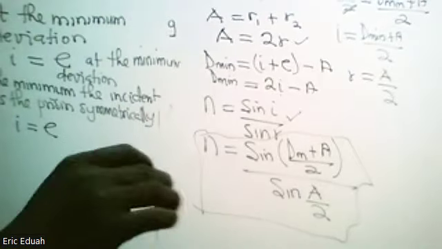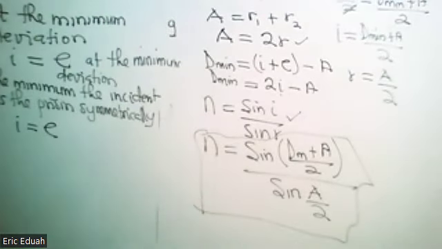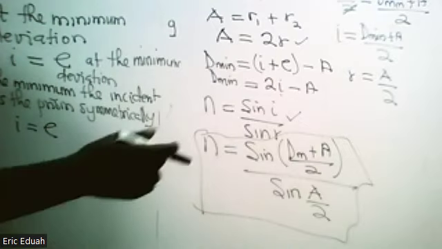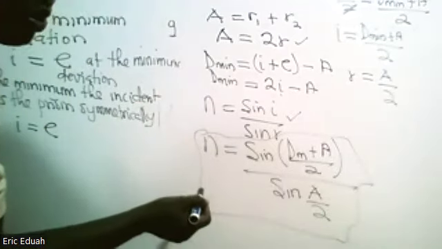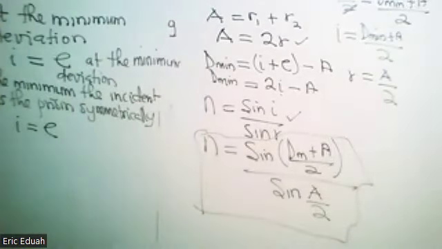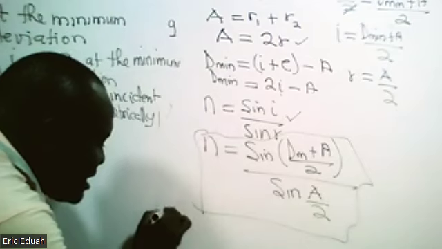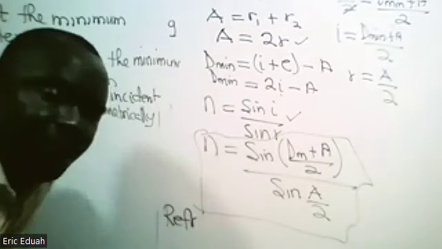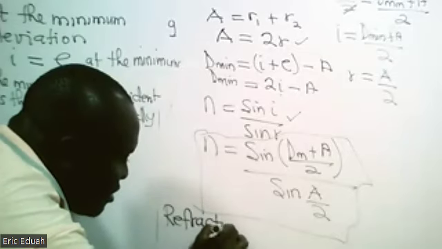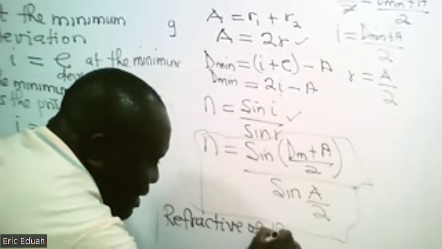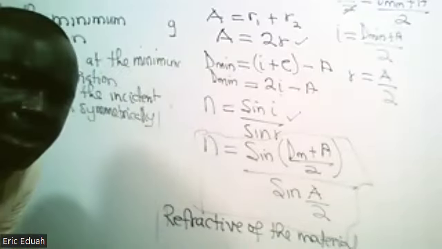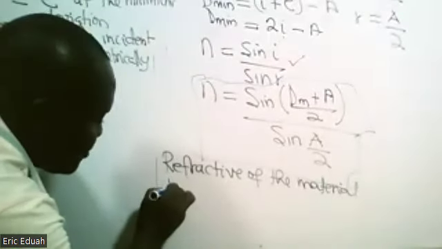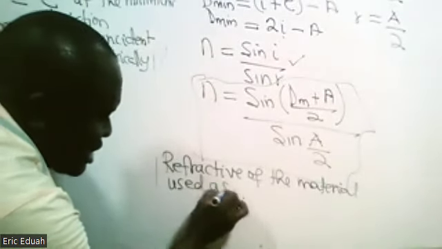So this expression becomes the refractive index. We use this expression to determine the refractive index of the material used as a prism. Okay, so this enables us to find the refractive index of the material used as a prism.